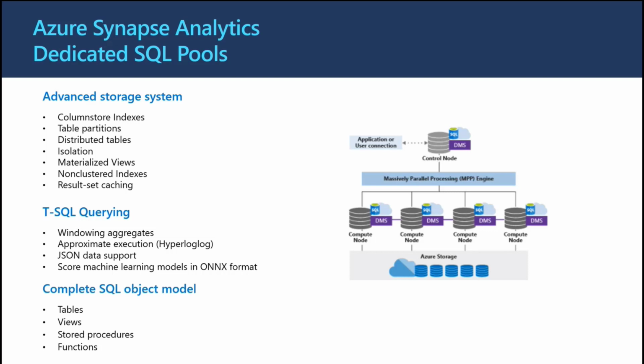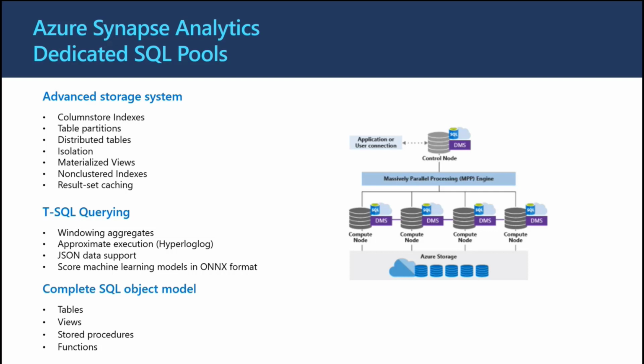60 nodes of SQL Server that allows data to be distributed across the nodes to optimize performance, data access, and security, through an advanced storage system that includes things like column store indexes, table partitions, distributed tables, as I just mentioned, data isolation, materialized views, which allow you to essentially materialize result sets, optimizing query performance, non-clustered indexes, and result set caching, again, for performance reasons.